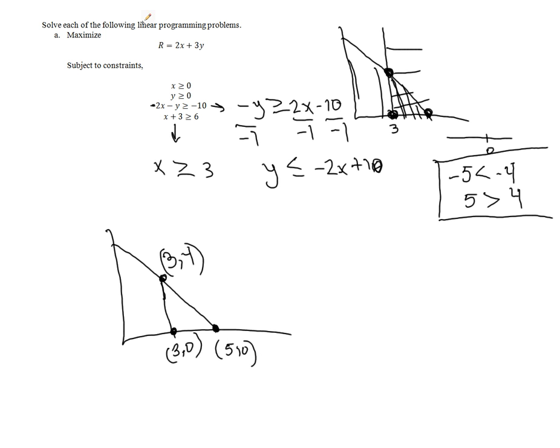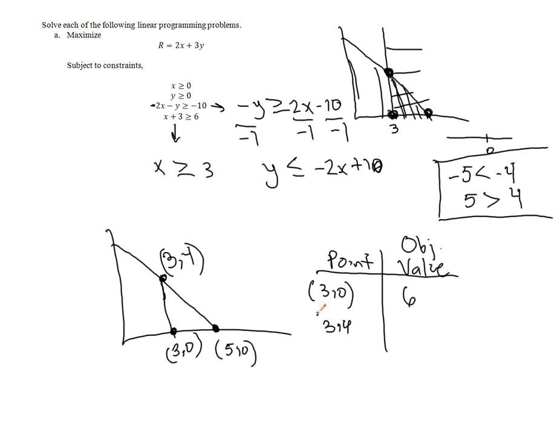We got 3 corner points. We need to test them in our function. So we're going to do point and then value. This is the objective function value. So I have 3, 0. Well, if I put in 3 for x and 0 for y, I get 6 plus 0 is 6. If I put in 3, comma 4, then I get 2 times 3 is 6, plus 3 times 4 is 12. 12 plus 6 is 18, so that's bigger. And then if I put in 5, 0, I get 2 times 5 is 10, plus 0 is 10.